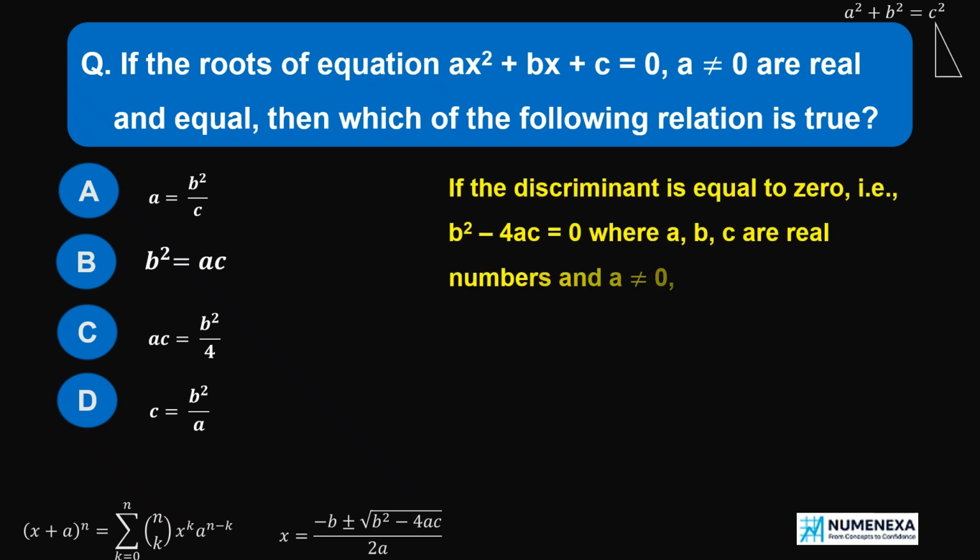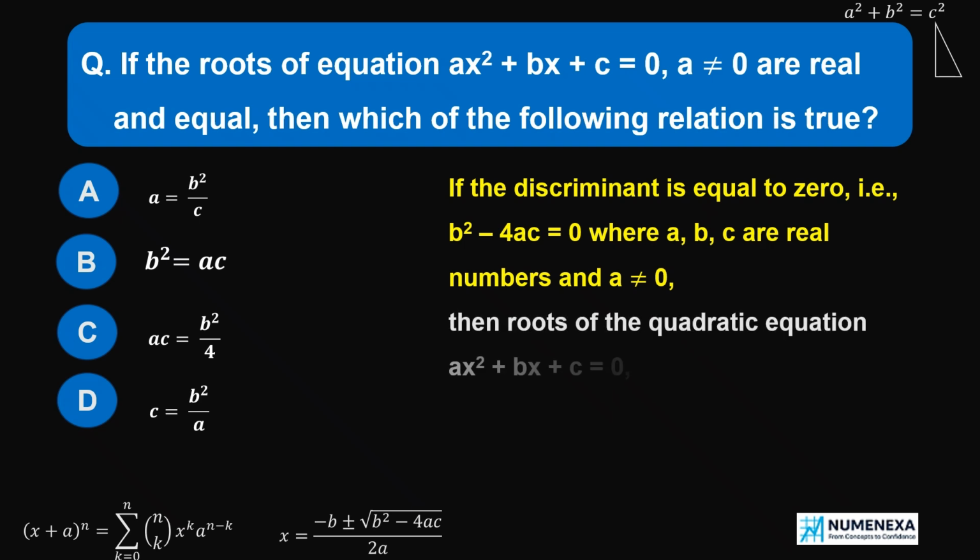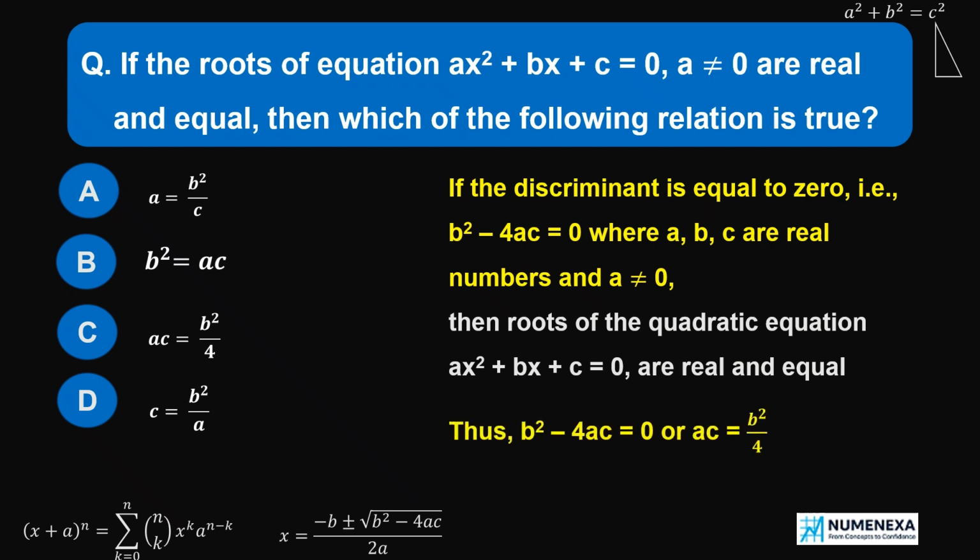Recall discriminant D must be 0 for real and equal roots. Simply write b squared minus 4ac equals 0 to get the answer. The correct option is C.